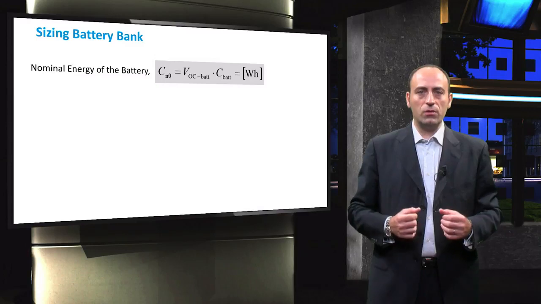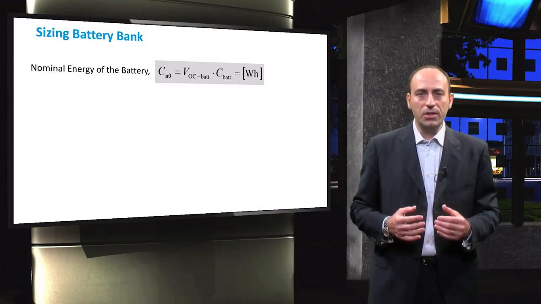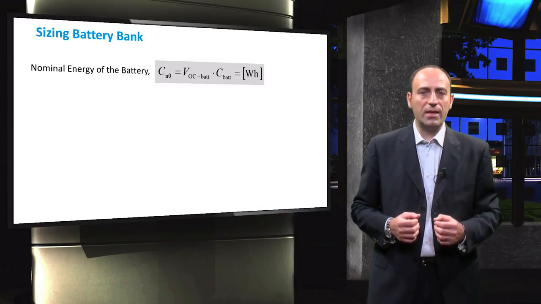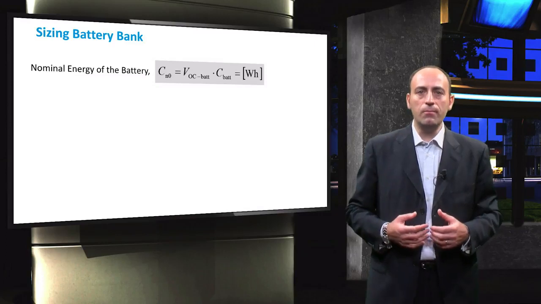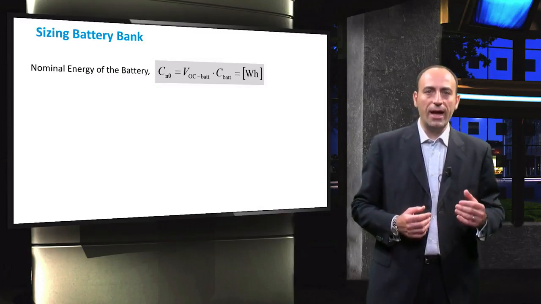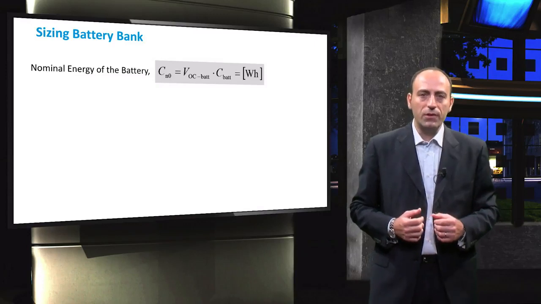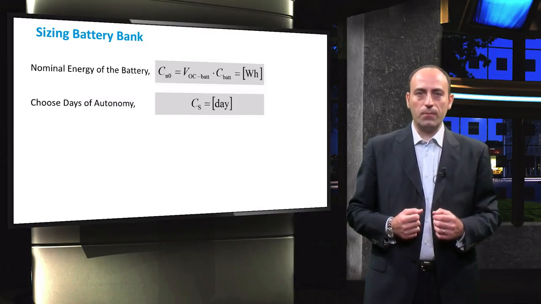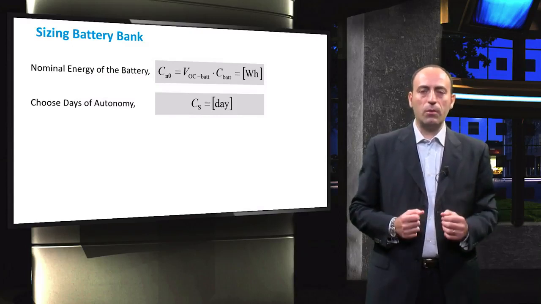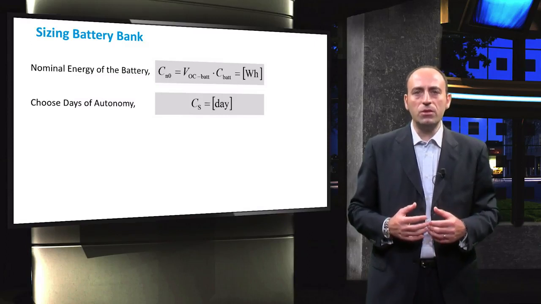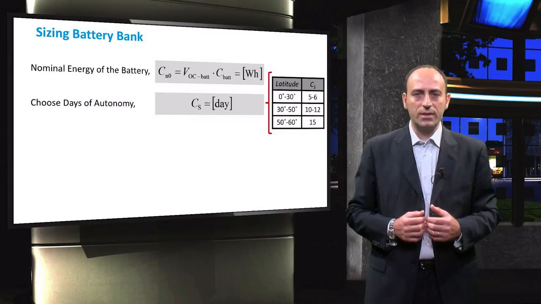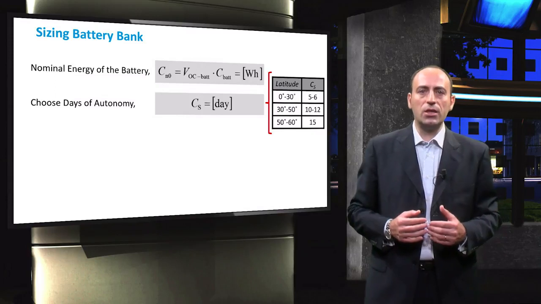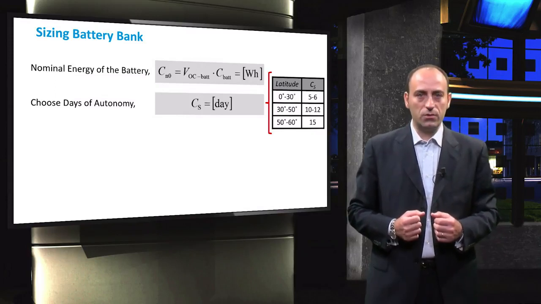Once the information on the daily load demand is calculated, a particular battery is chosen for the PV system from the market. Its rated energy capacity, CN0, is noted by multiplying its open circuit voltage and its rated capacity. After this, an adequate number of autonomous days, CS, is chosen. As you saw in the video about the loss of load probability, this selection can be made using the following table as a guideline. For example, places close to the equator can have less number of autonomous days, while such number increases for higher latitudes.